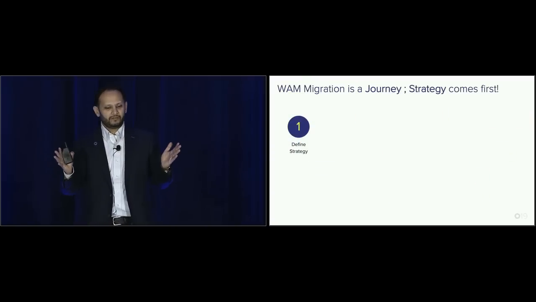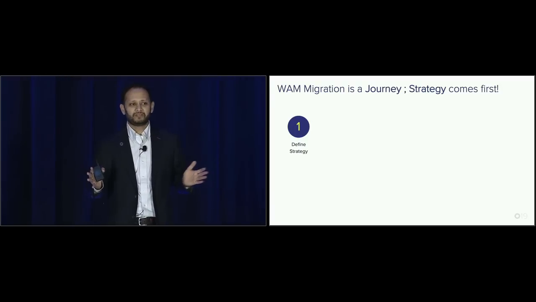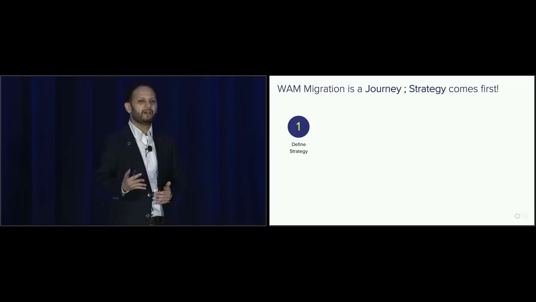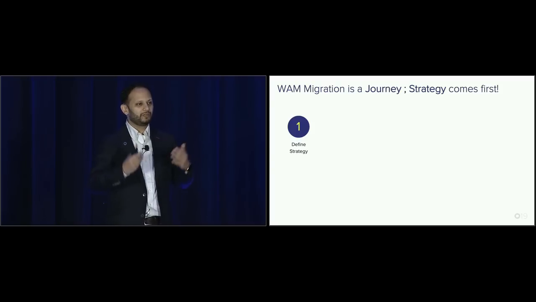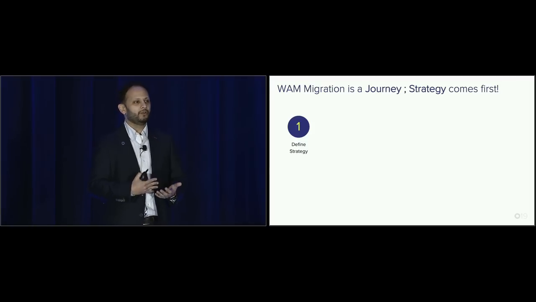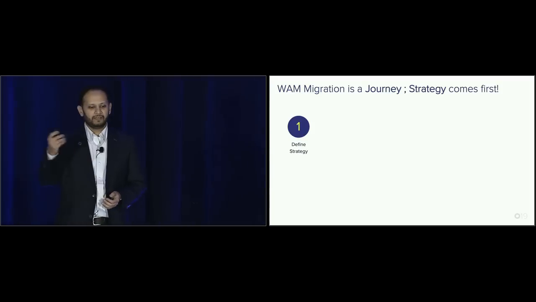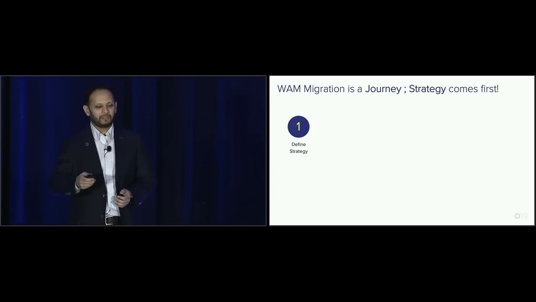How did we get there? We had a strategy. WAM migration is always going to be a journey, but strategy comes first. You need to identify which applications you're going to move off and how you're going to move off. You need to classify: these are my federated apps, these are my non-federated apps, and then you need to begin planning out your rollout.